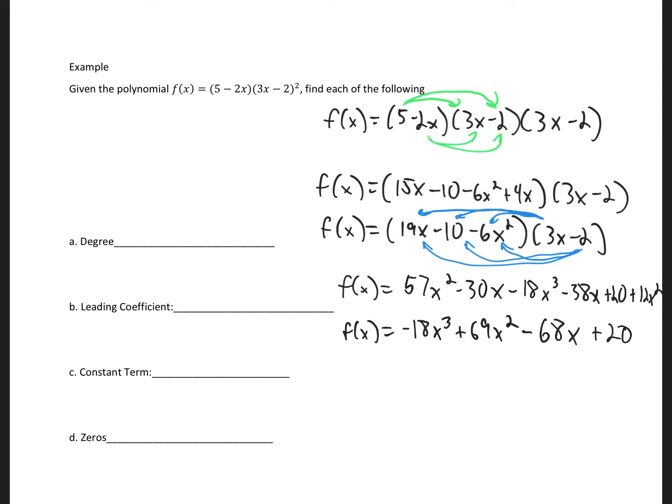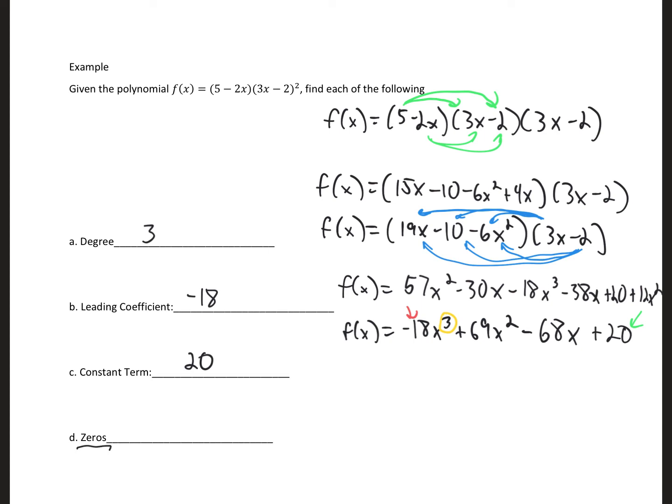So in this form, once I have it looking this way, I see I've got 3 would be the degree, -18 would be the leading coefficient, and then positive 20 would be the constant term. Those features are easy to identify from standard form.